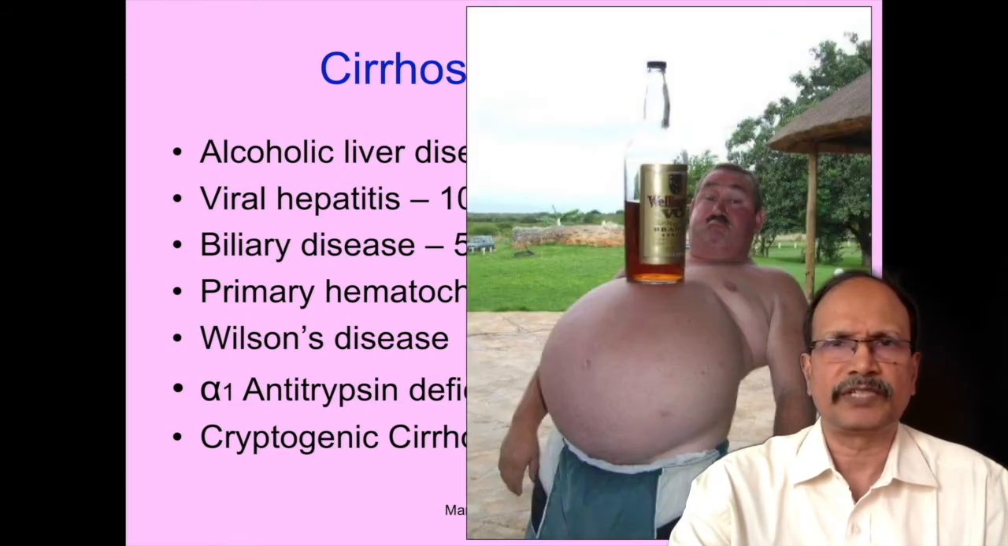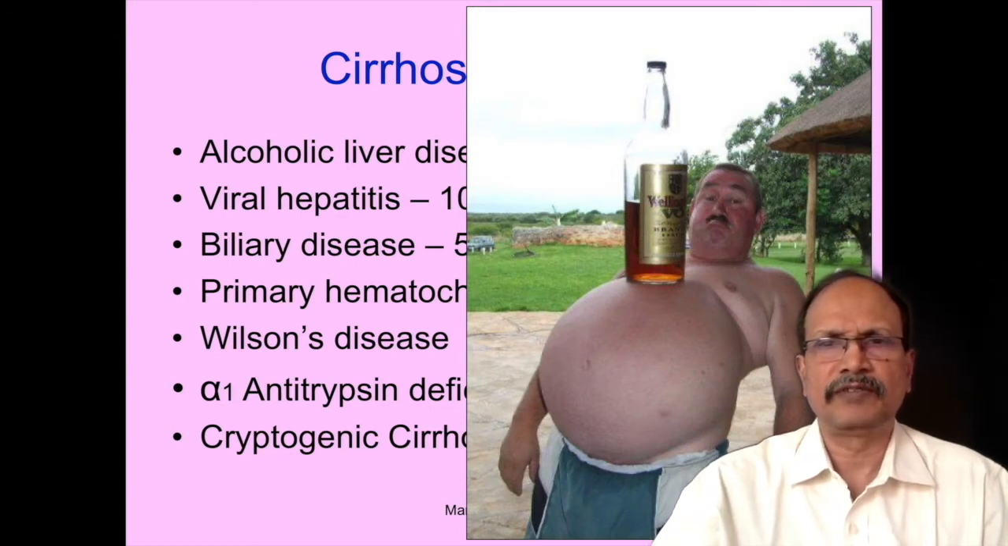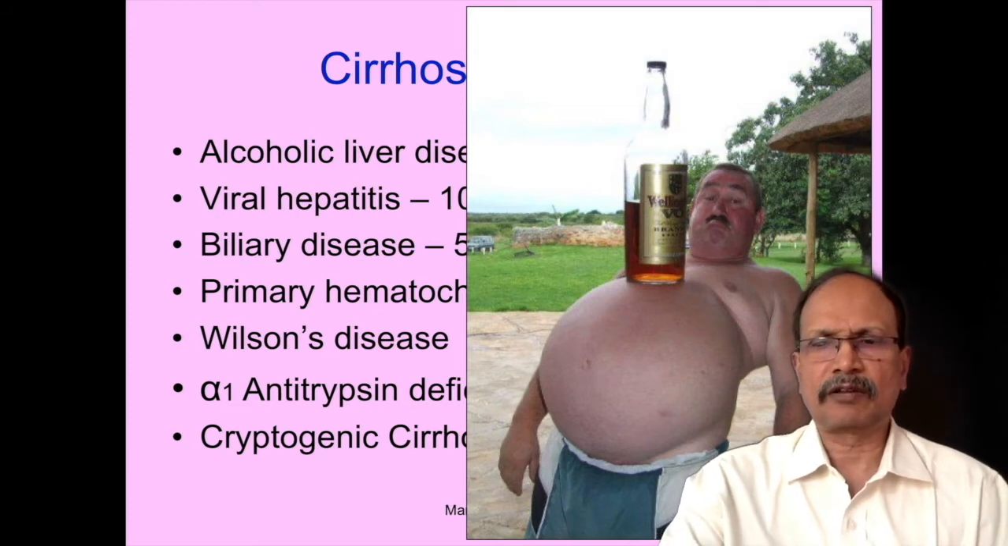to 15%. And you see this one, this patient suffers from cirrhosis of liver. You can see the pot belly due to ascites, and the etiology is that he was an alcoholic.